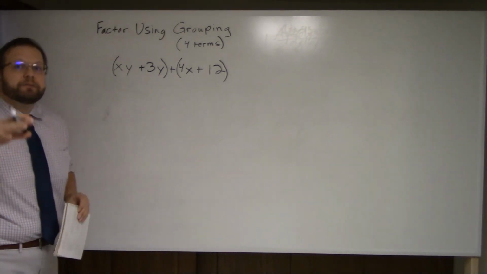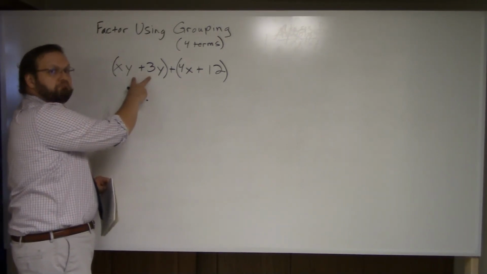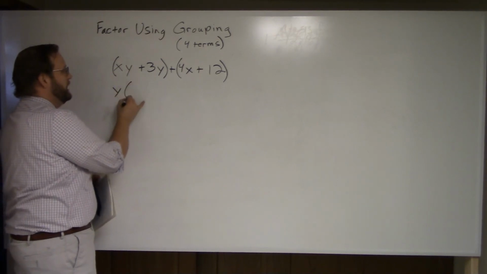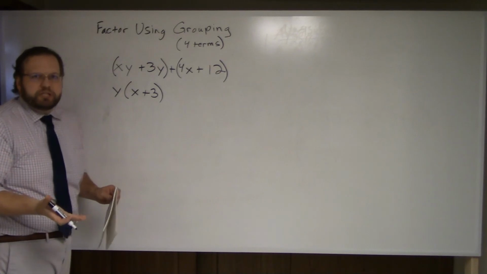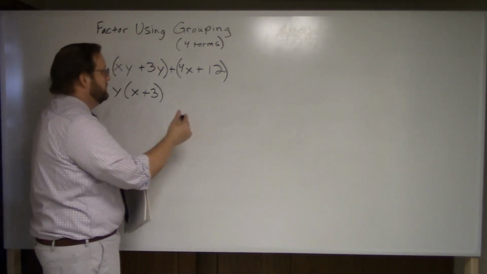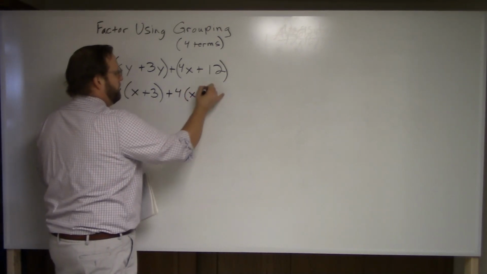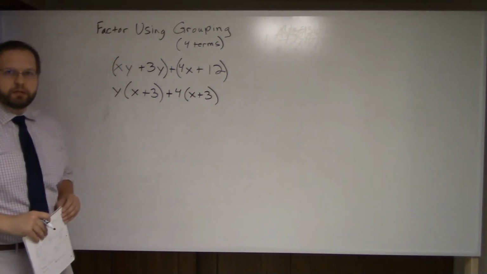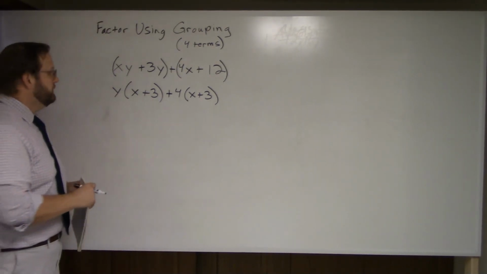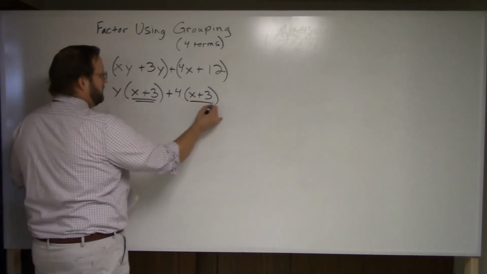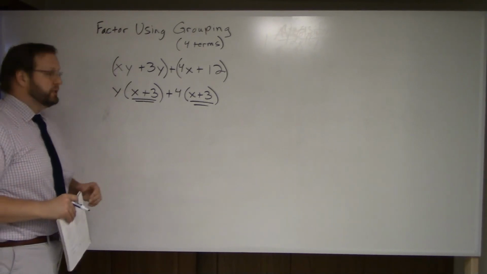Now, instead of, is there a GCF with all 4? Is there a GCF just with these 2? Yeah. I'm going to take out a y, and I have x plus 3. All I did was GCF. I'm going to do it again. I could take out a 4. And look at what we have. Now, this is still not factored because it's still a sum. But if you notice, these match. If those match, this is how we pull it together.